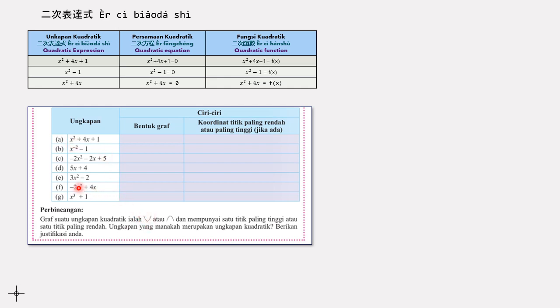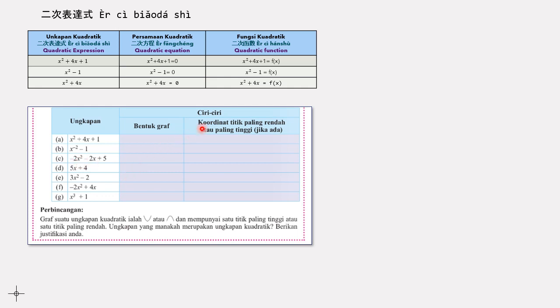If there is a negative sign in front of the x squared, let's say for example f and c, you have a negative sign in front of the x squared. That is, in this case, -2 and also -2 here. So the bentuk graph, or the shape of the graph, will be a sad face. Okay, not a smiley face. Smiley face is only when the sign in front of the highest power variable is positive. Sad face is when you have a negative constant in front of the highest power variable, that is x squared, is negative.